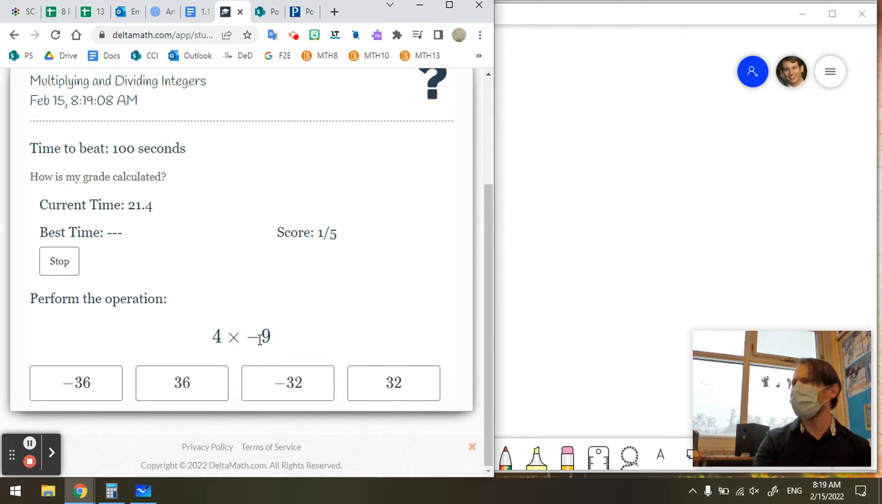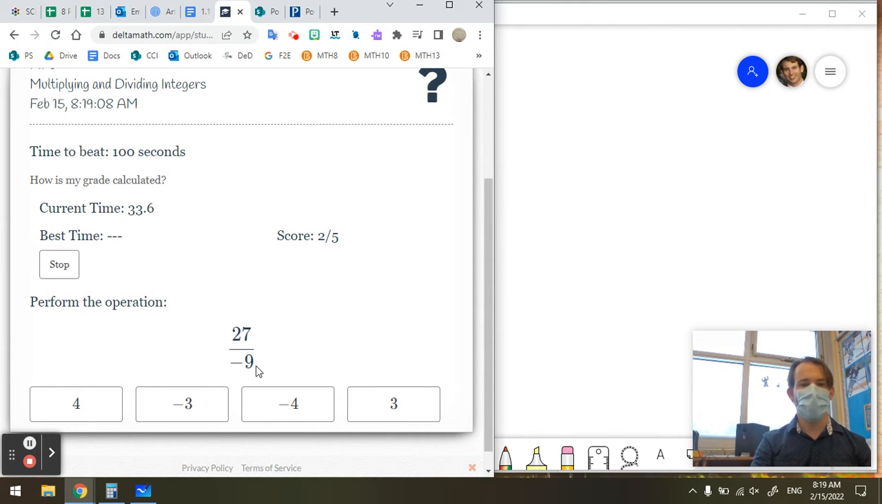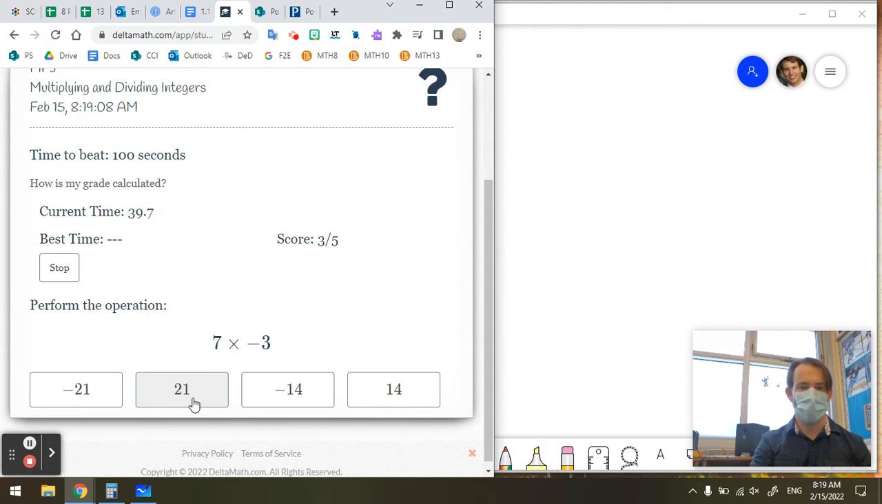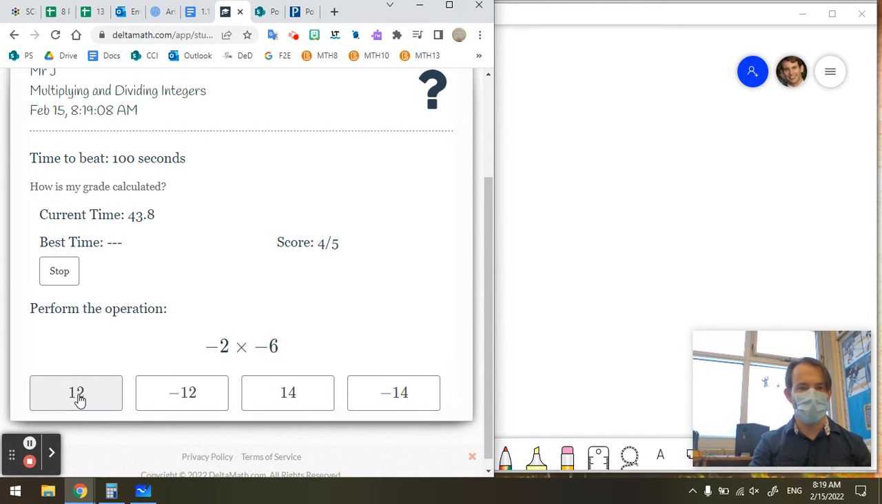Here, I notice that Delta Math is doing an annoying thing. It's double signing. It shouldn't do that. It should have a bracket around the negative 9. But hey, no one's perfect. This is negative 36. Positive times a negative is a negative. 27 divided by negative 9 divides evenly, negative 3 times. A single negative, my answer is going to be negative. Two negatives, and they cancel. Here, this is negative 21, and so on, and so on.